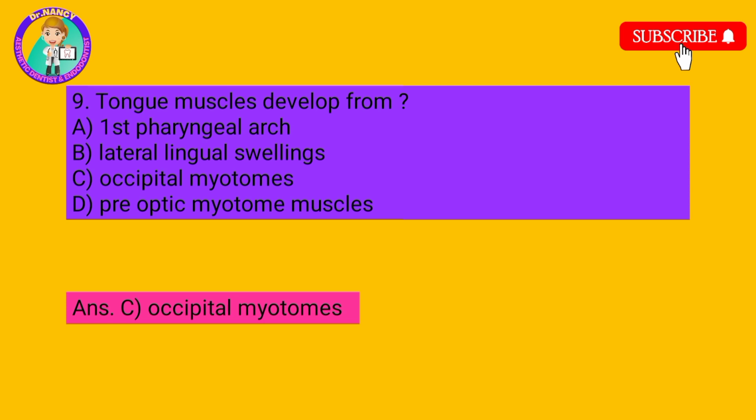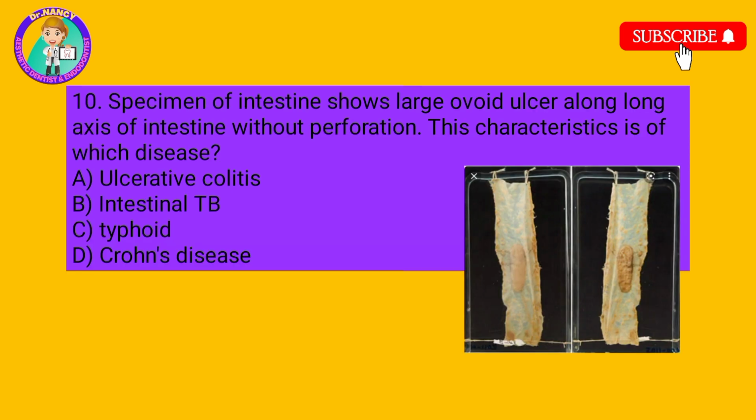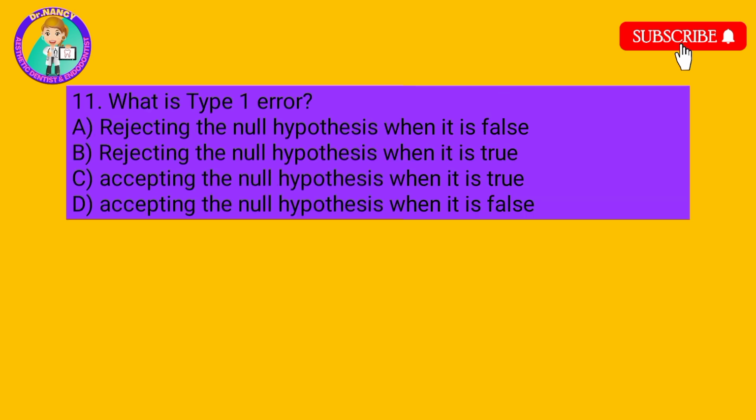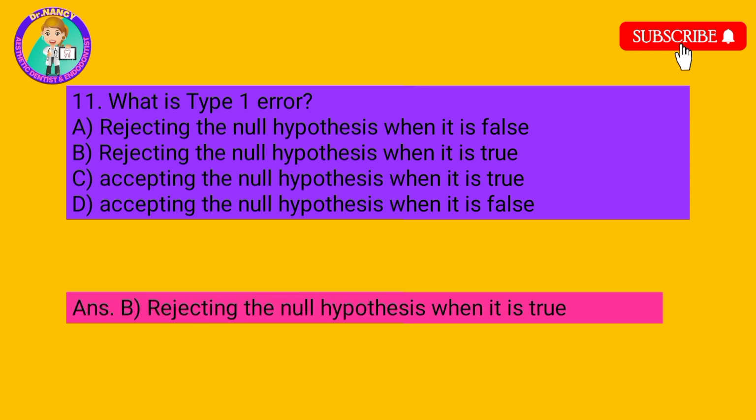Answer: occipital myotomes. Specimen of intestine shows large ovoid ulcer along long axis of intestine without perforation. This characteristic is of which disease? Ulcerative colitis, intestinal TB, typhoid, Crohn's disease. Answer: typhoid. What is type 1 error? Rejecting the null hypothesis when it is false, rejecting the null hypothesis when it is true, accepting the null hypothesis when it is true, accepting the null hypothesis when it is false. Answer: rejecting the null hypothesis when it is true.